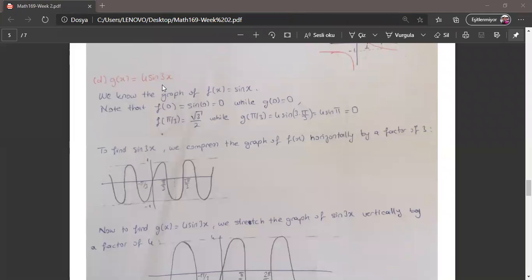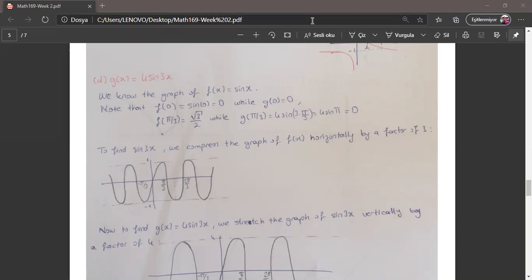What about this? Again, we know sine x, the graph of sine x. So first we need to find this one's graph. Here we have 3. It means you need to compress the graph of the function that you know better, which is sine x. So we have this graph. We compress the graph of sine x horizontally by a factor of 3, because here we have 3. So we get this.